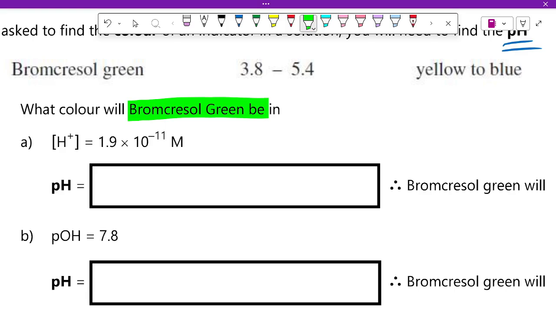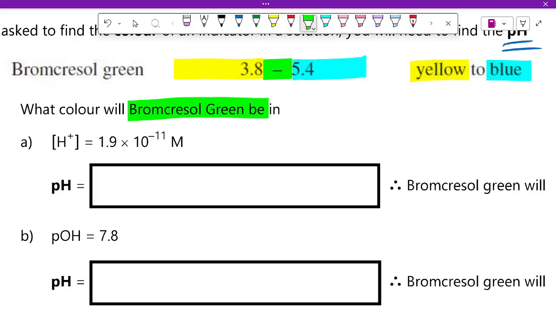in a solution with a hydrogen ion concentration of 1.9 times 10 to the negative 11. That's what I'm trying to say. Bromcresol green at 3.8 and below is yellow. At 5.4 and above, it is blue. And in between those two, it is green, because yellow and blue make green.